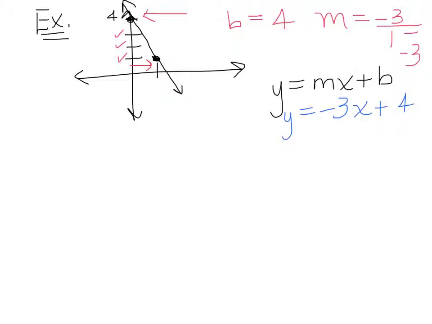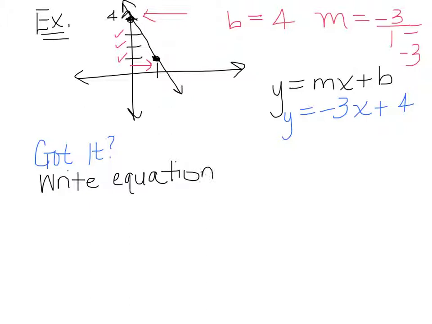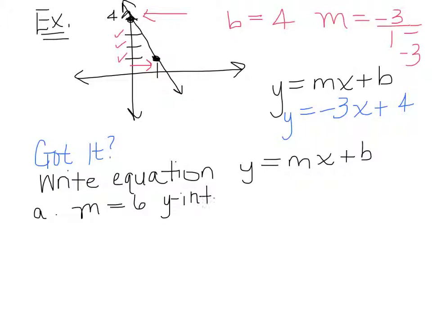So now you can try. You're going to write the equation in slope-intercept form. So the first one, I'm going to give you m equals 6. And your y-intercept is (0, 5). And then the second one, I'm going to give you a graph.